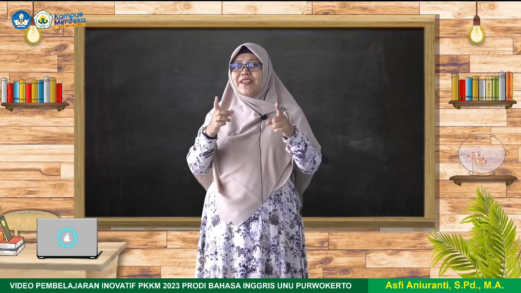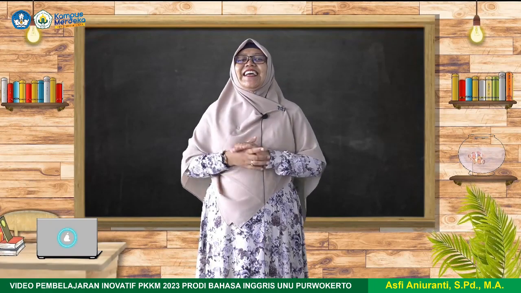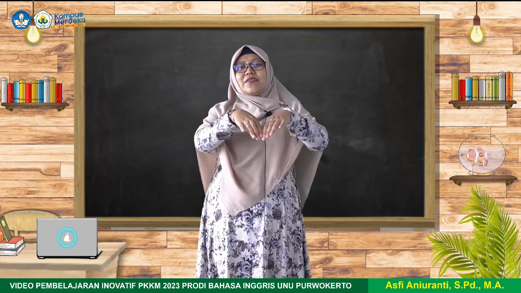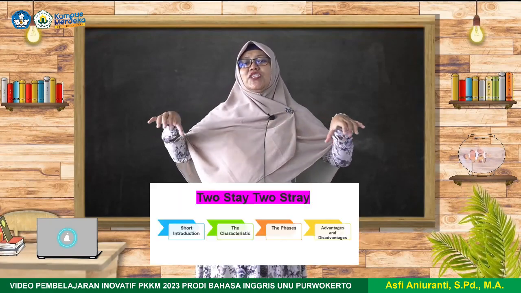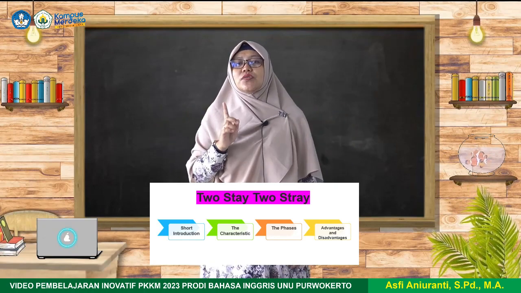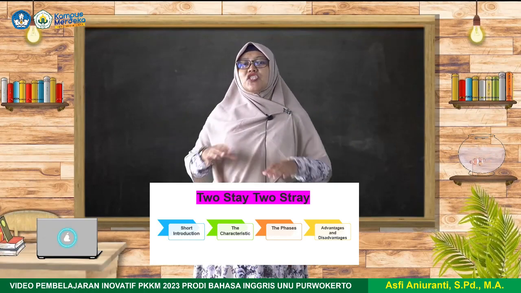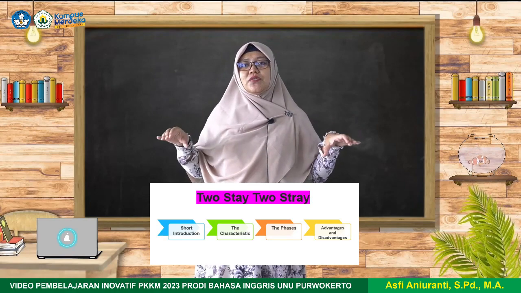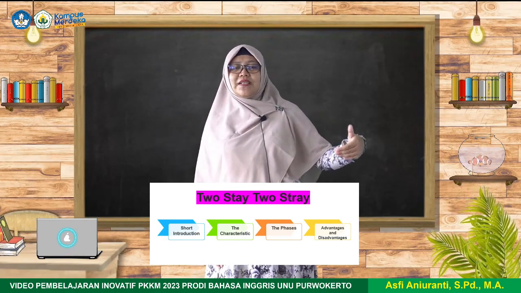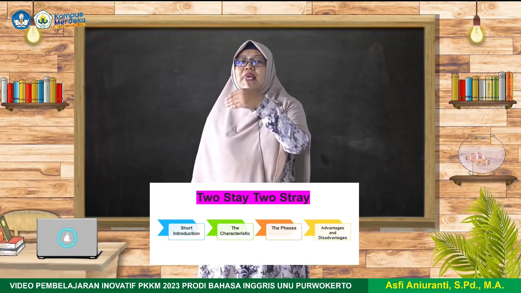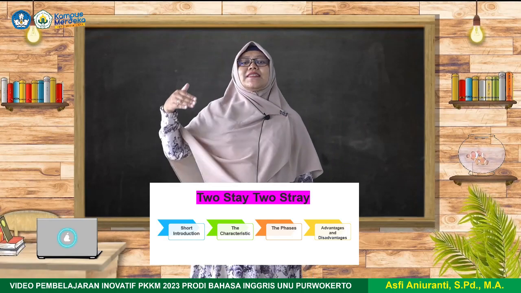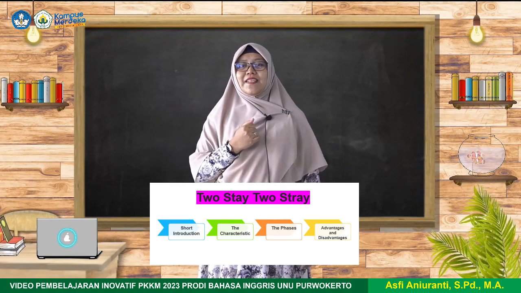Are you ready for the next discussion? Good. Okay, let me show you the map. We are going to talk about Two Stay Two Stray first. There are some important things that we need to discuss. The first is a short introduction, and then the characteristics, the phases, and then the advantages and disadvantages.